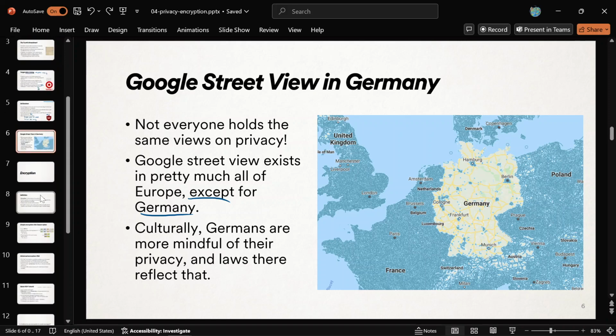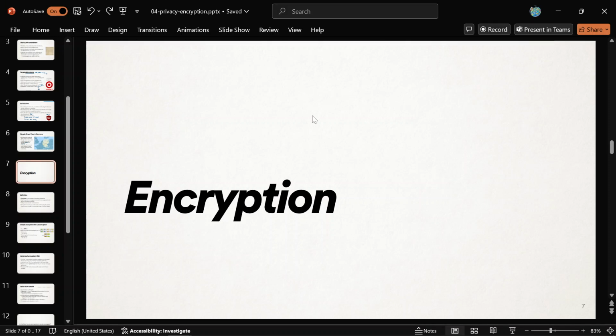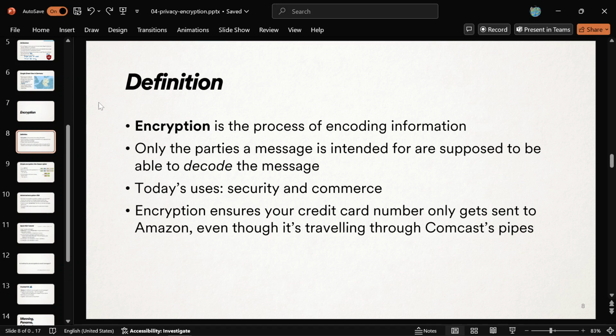I want to talk about ways to preserve your privacy on the internet. A big way is encryption. That's probably the main way. So we need to talk about what encryption is, how you can encrypt things, and how that gives you privacy. The word encryption just means the idea of encoding information.